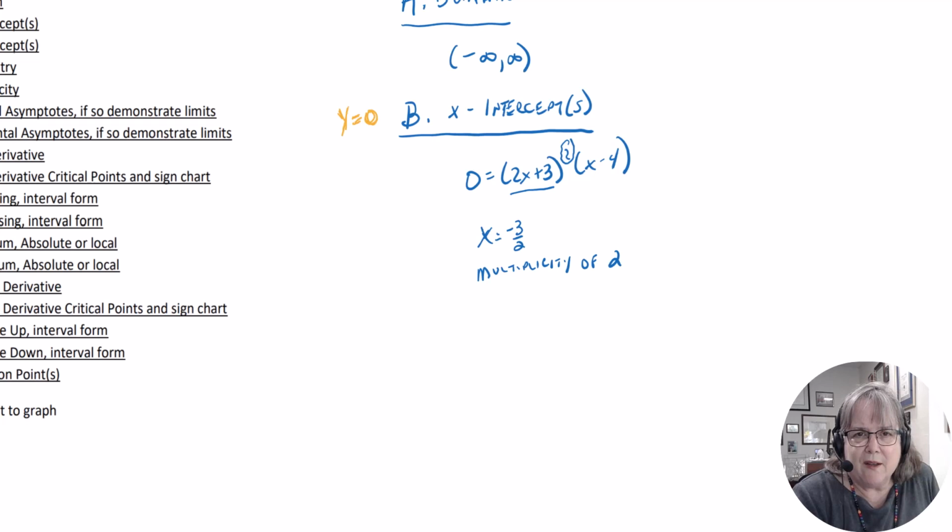This actually has an effect on your graph as to whether it cuts through from one side of the x-axis to the other, or whether it contacts that x-intercept and then what I called bounces back, reversing direction back onto the same side it was on. Since the multiplicity is even, it's going to bounce back. Okay, now your teacher may not want all that information, but I'm telling you anyway. And then we have x equal to 4, and this has a multiplicity of 1.